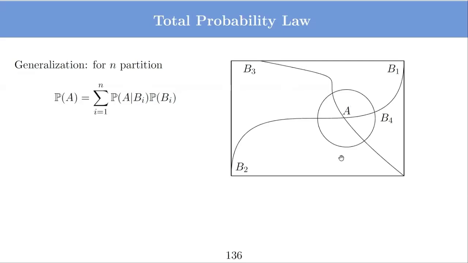So you have divided A into many parts by this partition, and these will be A intersection B1, A intersection B2, A intersection B3, A intersection B4. If you add all those probabilities, you get the total probability of A. And the individual probability, A intersection B1, is nothing but probability of B1 into probability of A given B1.